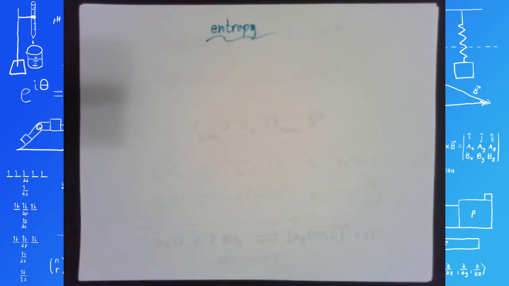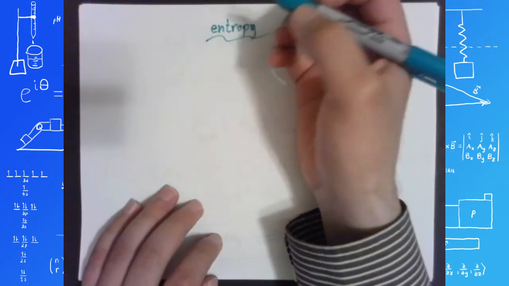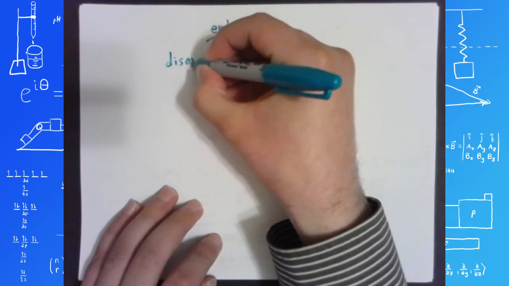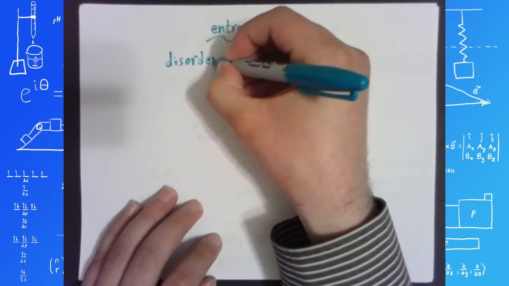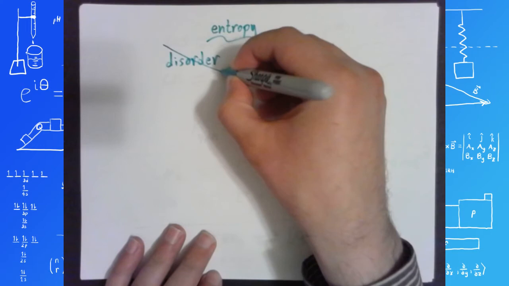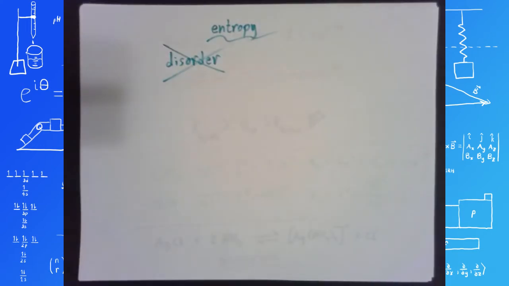What is it? Some people will tell you that entropy is a measure of the disorder of a system. They'll tell you that a room that's nice and clean and well organized has low entropy, while a room that is messy has very high entropy. But that's just not true. That's completely wrong. Entropy is not disorder.